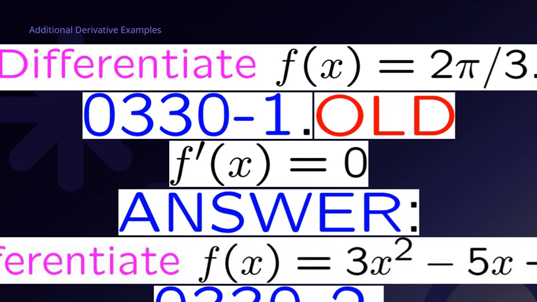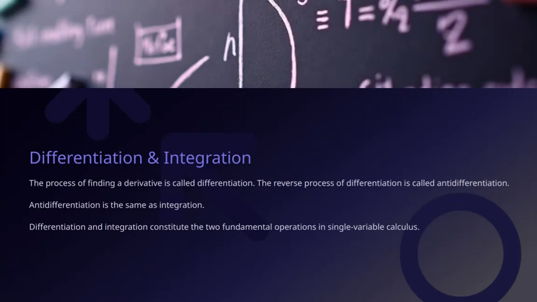and rates in mathematics. Today, we're going to discuss two fundamental operations in single-variable calculus: differentiation and integration. These are the core tools we use to analyze how functions change and to find areas under curves. Firstly, antidifferentiation is essentially the same as integration. When we find an antiderivative, we're looking for a function whose derivative is the given function.